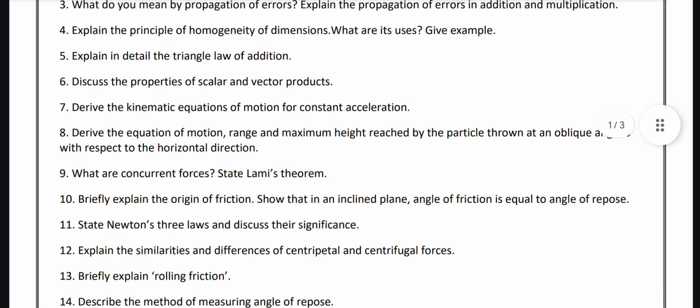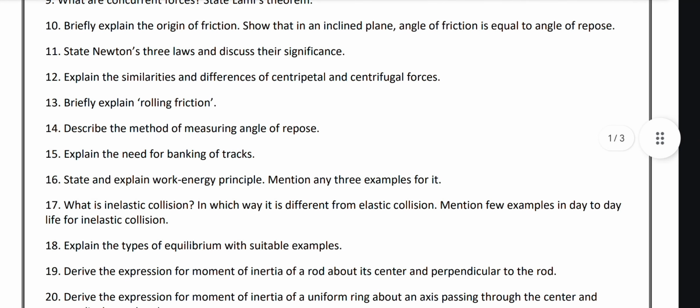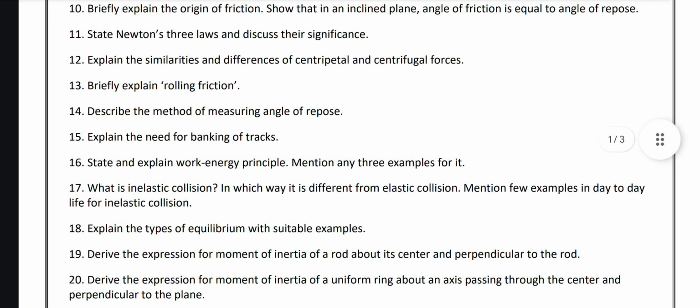12th, explain the similarities and differences of centripetal and centrifugal forces. 13th, briefly explain rolling friction. 14th, describe the method of measuring angle of repose. 15th, explain the need of banking of tracks. 16th, state and explain work energy principle. Mention any 3 examples for it.